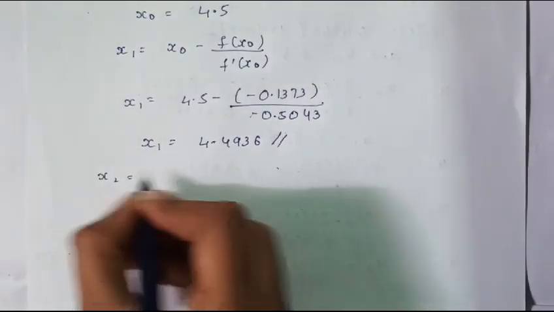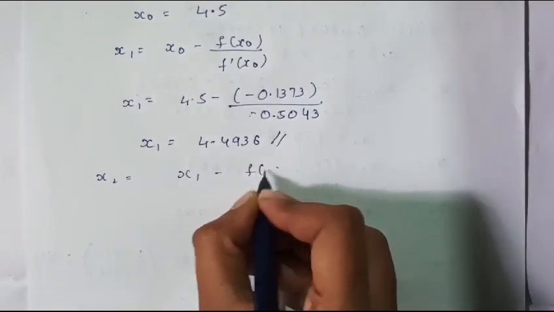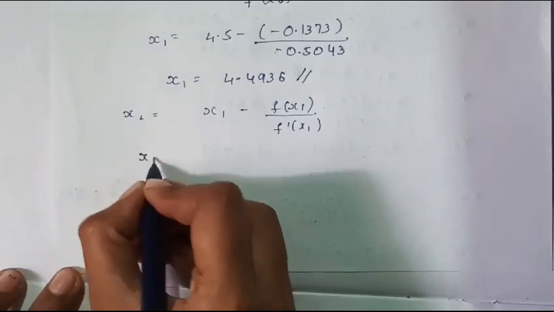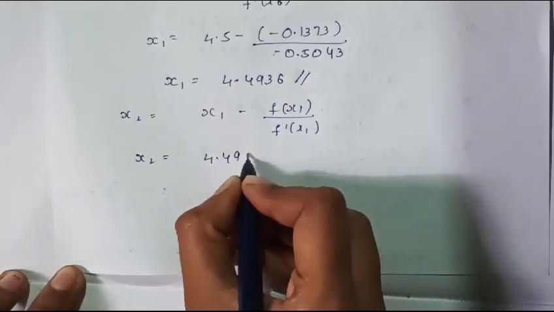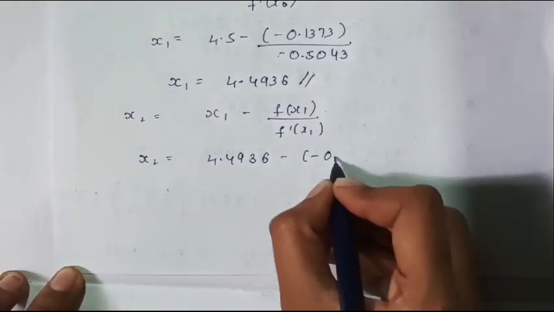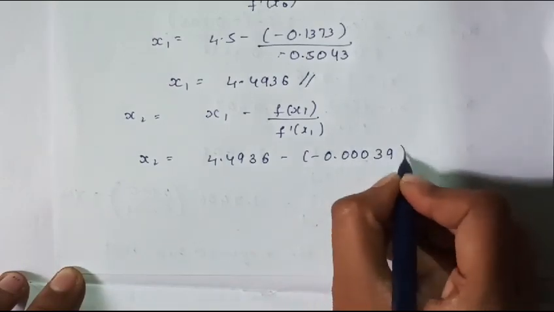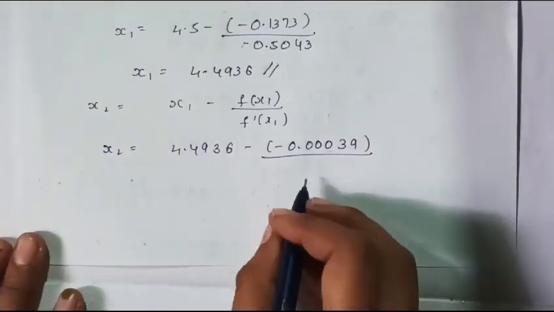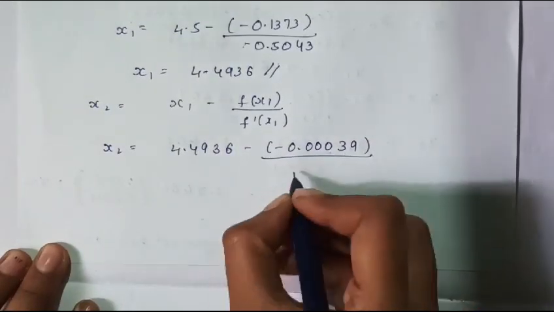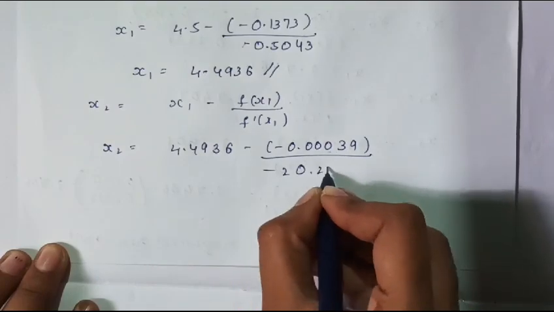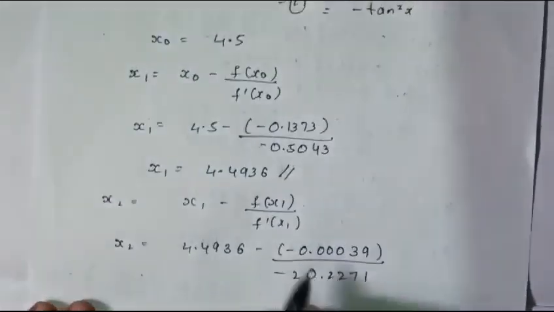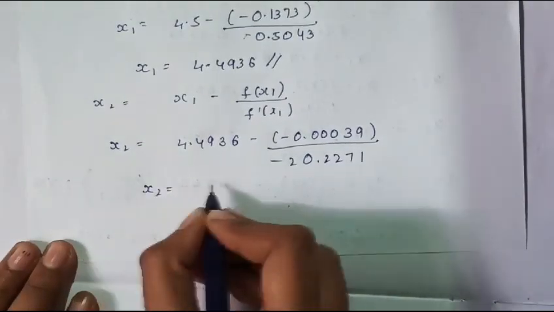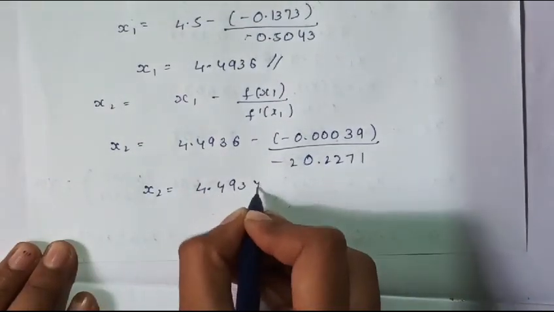Then x2 is equal to x1 minus f of x1 divided by f dash of x1. Then x2 is equal to 4.4936 minus of minus 0.0039, divided by minus 2.5227. By substituting the value of x1 in this equation, I have got the answer, which is x2 equal to 4.4934, and then x3.